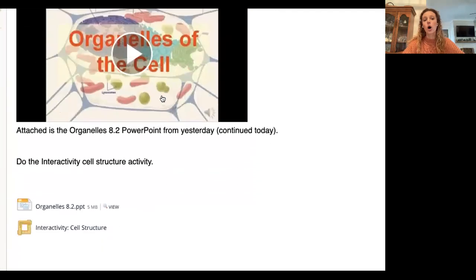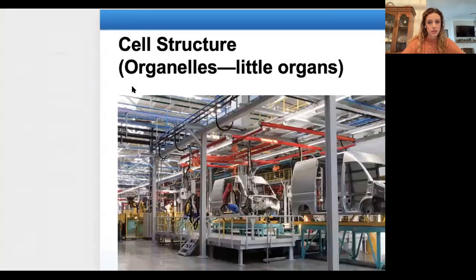If you scroll all the way down, this Organelles 8.2 PPT is the PowerPoint notes that we're going to cover today. If you want to download them and split screen, great. If you just want to leave my video pulled up and pause it at each slide, you can do that too. Let me get this opened up.